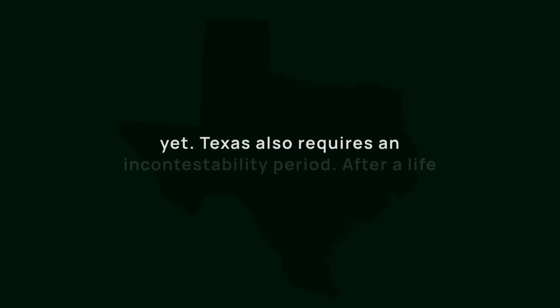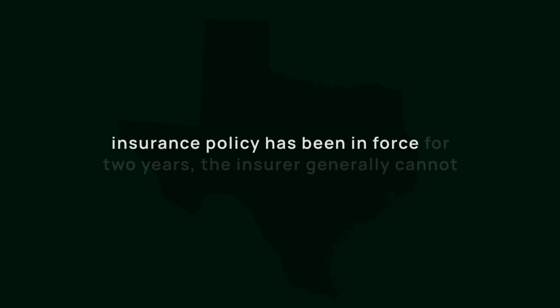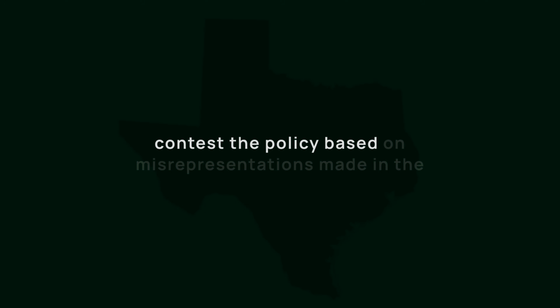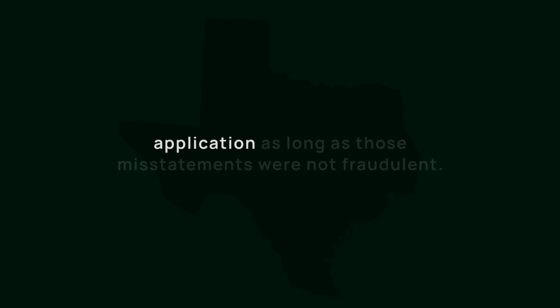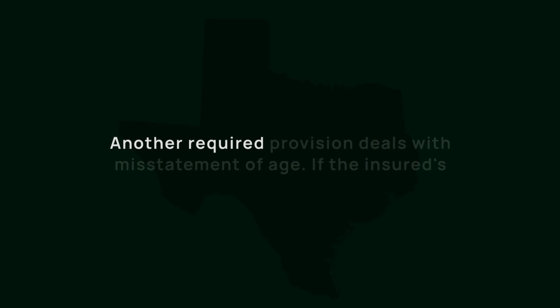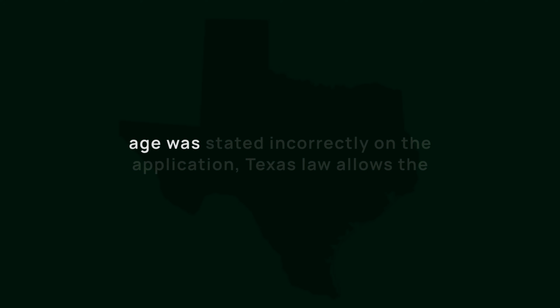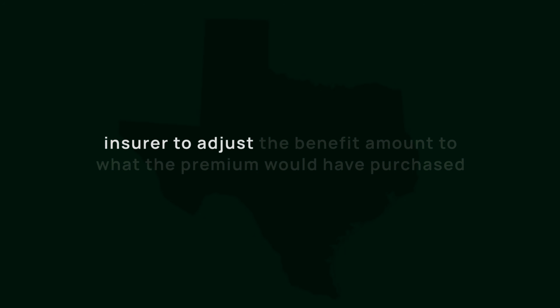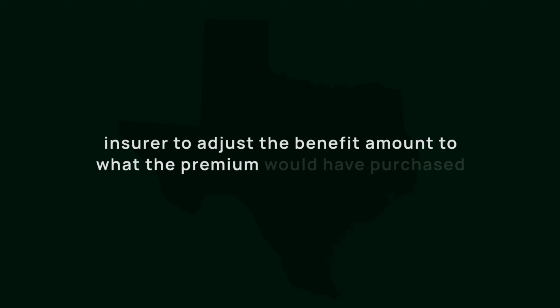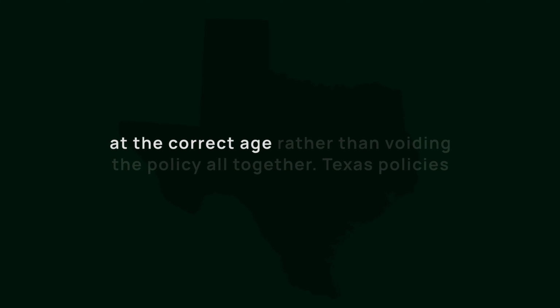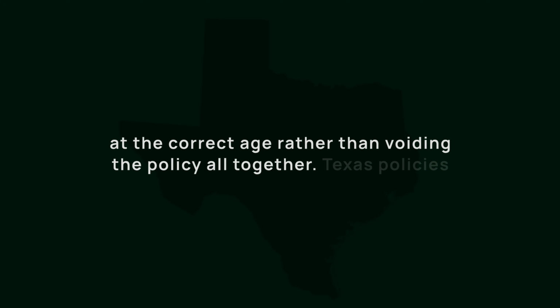Texas also requires an incontestability period. After a life insurance policy has been in force for 2 years, the insurer generally cannot contest the policy based on misrepresentations made in the application, as long as those misstatements were not fraudulent. Another required provision deals with misstatement of age. If the insured's age was stated incorrectly on the application, Texas law allows the insurer to adjust the benefit amount to what the premium would have purchased at the correct age, rather than voiding the policy altogether.